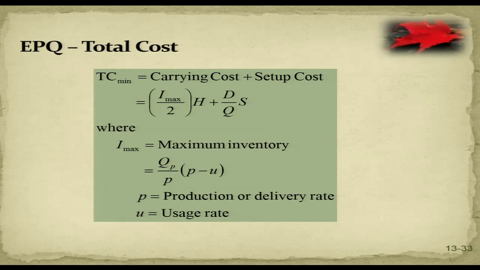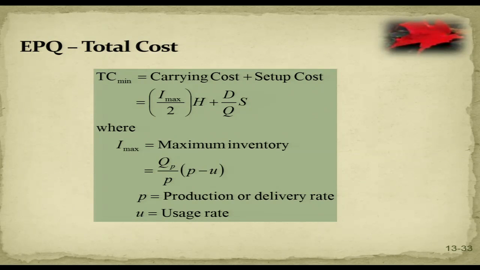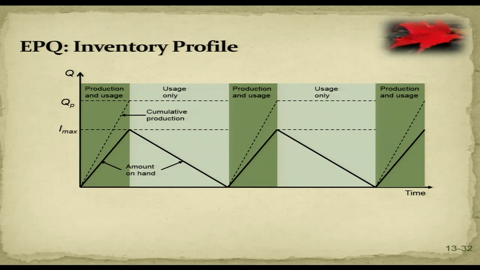And P minus U is the difference of production rate and usage rate, which is the same as the slope of this black line. The slope of this black line is in fact equal to P minus U. Why is the slope of this inventory line P minus U? This is a straight line, right? Why is the slope P minus U?